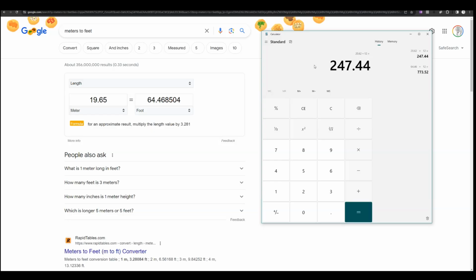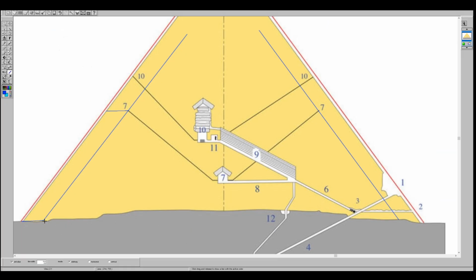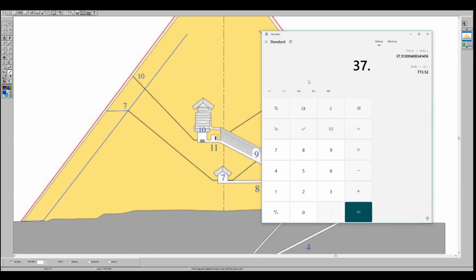So we're going to get about, oops, not multiplied by, oh, what have I done? Let me start over. 64.46 feet. So we're going to multiply that by 12, which gives us the number of inches. The number of inches divided by 20.62 gives us about 37.5 cubits. So we look back in here, that's 37.5. So the other side is also 37.5. So if we add them together, we're going to go 37.5 times 2, 75 cubits.